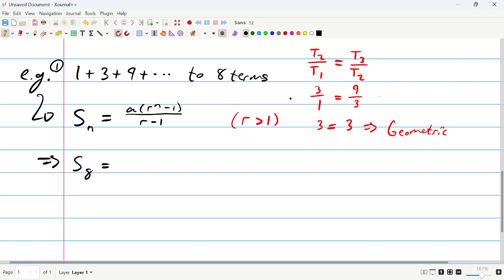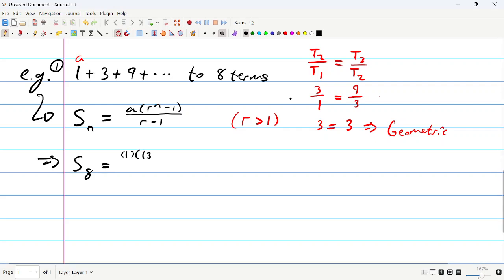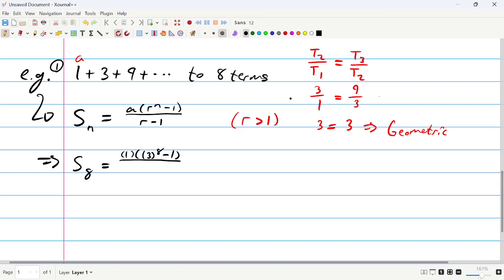So what do we know about A? A is the first term, and we know that A is just 1. So therefore we have 1 multiplied by R, which is, what is R equal to? It's 3 raised to the power of N, which is 8, minus 1. And this is all divided by what? R, which is 3 minus 1. And what is the value of all of this? Well, according to what I have, it's 3,280.